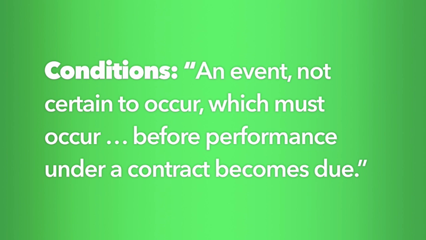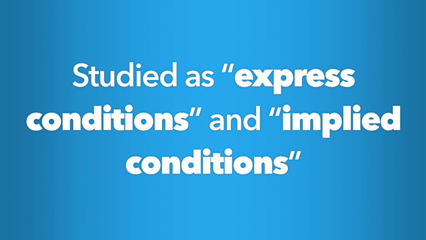A condition is an event not certain to occur, which must occur before performance under a contract becomes due. This is in the Restatement of Contracts Second, Section 224. Conditions are studied in first-year contracts classes, both express conditions, which are set out in the parties' agreement, and implied conditions, which are read into the agreement by the court. As contract drafters, we are only concerned with express conditions. Of all the contract concepts, conditions are probably the trickiest to master, for at least 4 reasons.